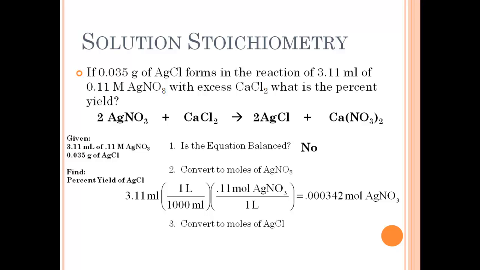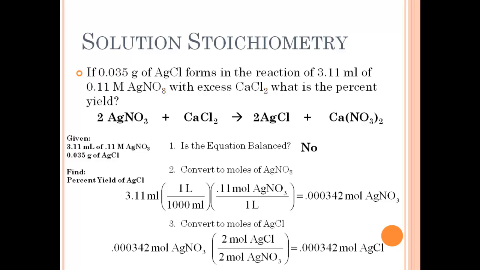Once we know the moles of silver nitrate, we need to convert to moles of silver chloride. This is our stoichiometry step. We're going to use our mole ratio from our balanced equation. And if you take a look, our mole ratio of silver chloride to silver nitrate is a 2 moles to 2 mole ratio, or a 1-to-1 if we reduce it. So the number of moles of silver nitrate we have will equal the number of moles of silver chloride produced.